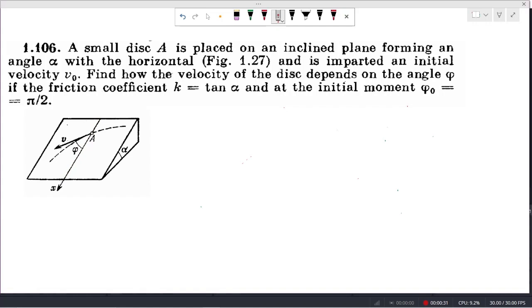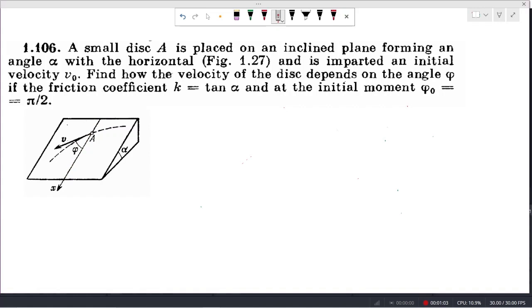If the coefficient of friction, here it is represented with k, we usually represent it with mu, but it is k here, and that is equal to tan alpha. And at the initial moment, phi naught was pi by 2, means the disk was projected like this with some speed v naught. So it will definitely change its path, and at some instant when it is making an angle phi with this greatest slope, x-axis we are calling it, how this v and phi will be related, this is what we need to find out.